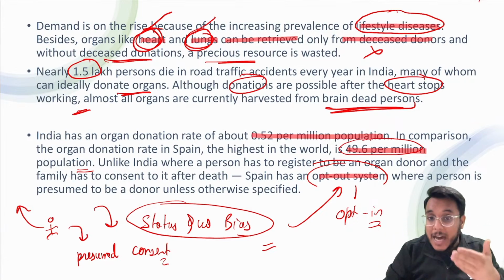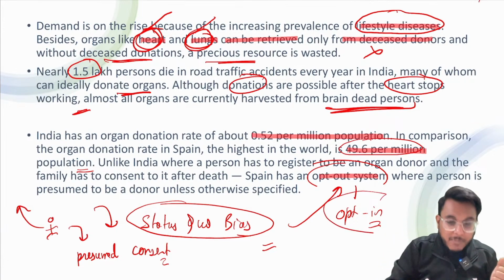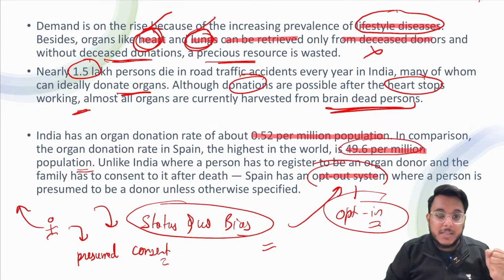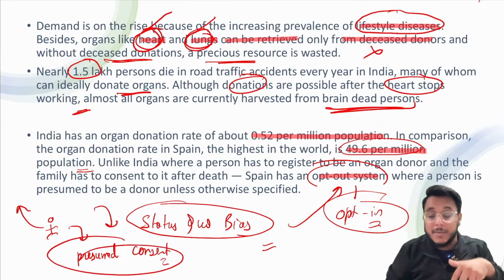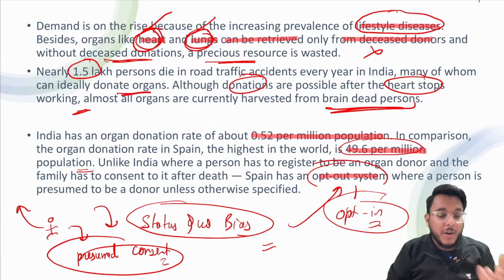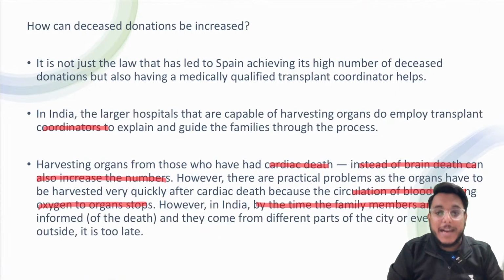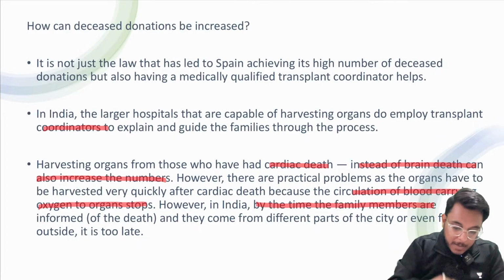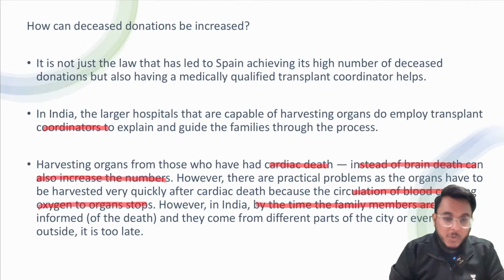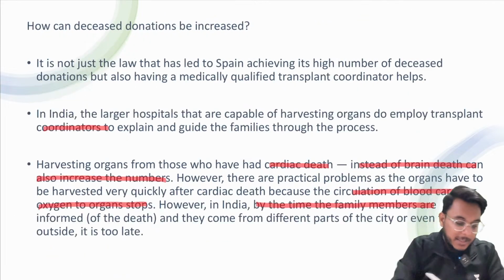Now, Spain has harvested the status quo bias and has brought in the opt-out system. Even Belgium has it. Because of this presumed consent, many people are actually ending up donating their organs. It is a very good and very smart intervention. It should be done even in India. Is it clear? Basically, guys, in India there is a process where you have to deliberately give the consent.